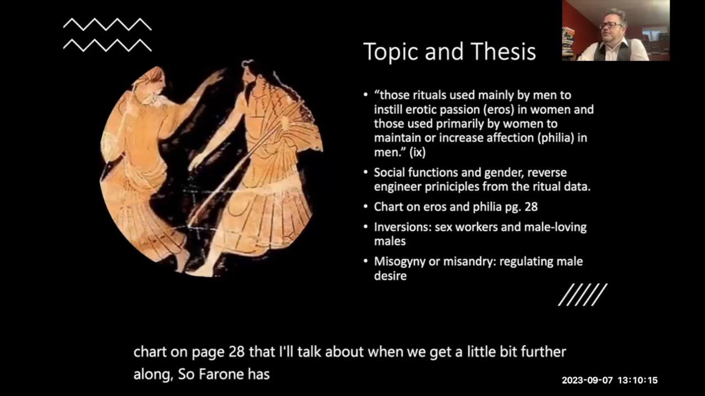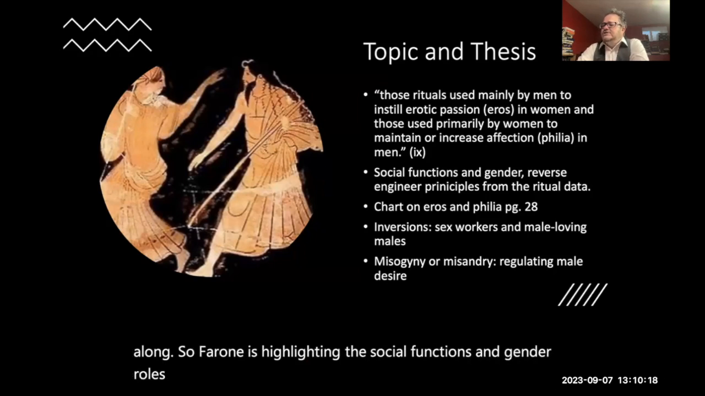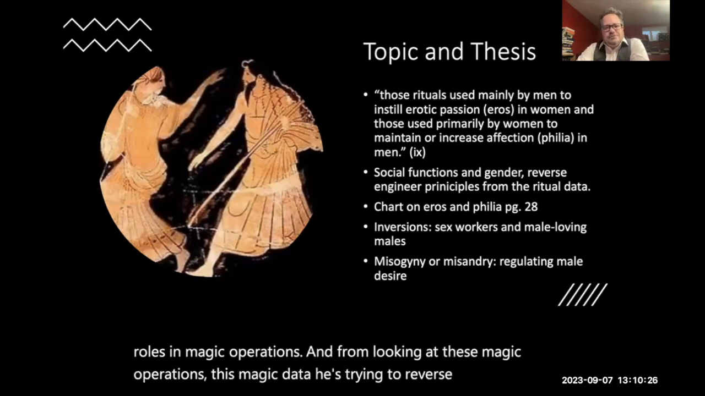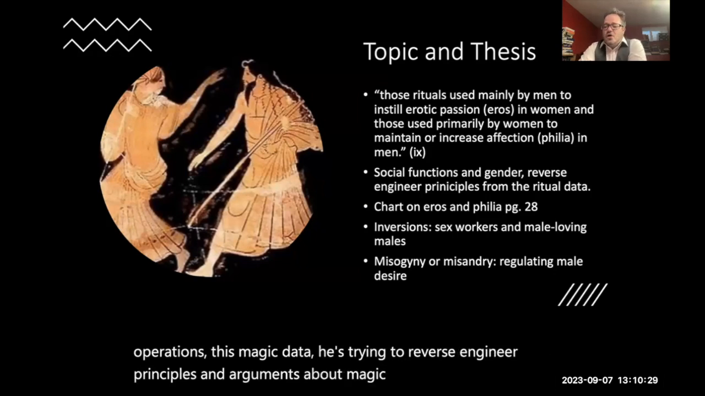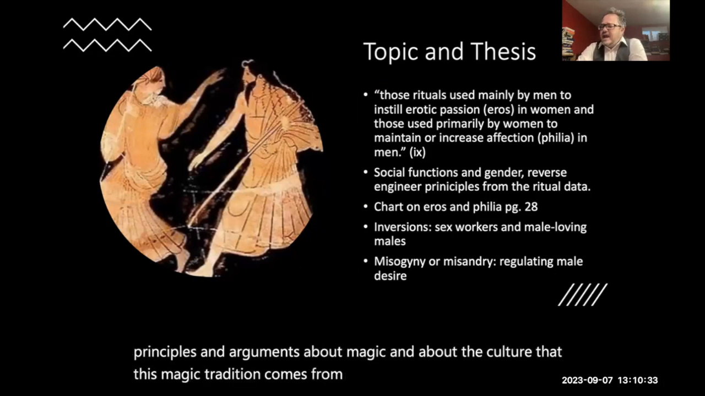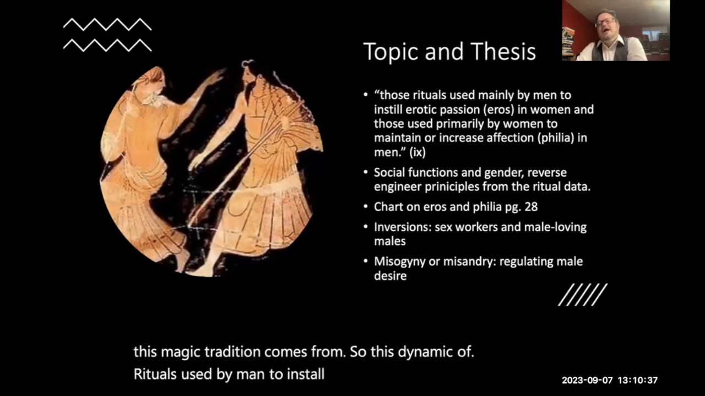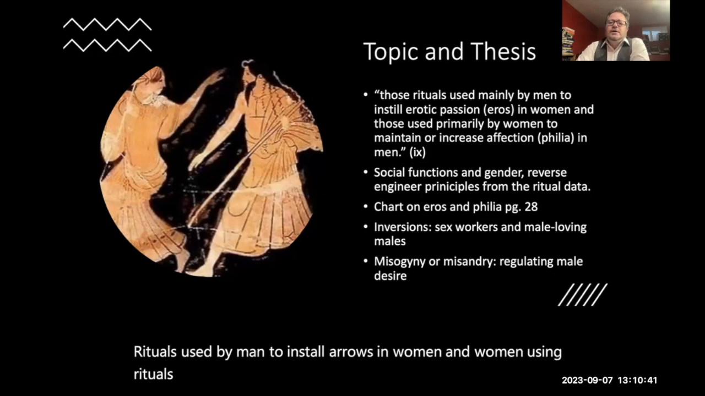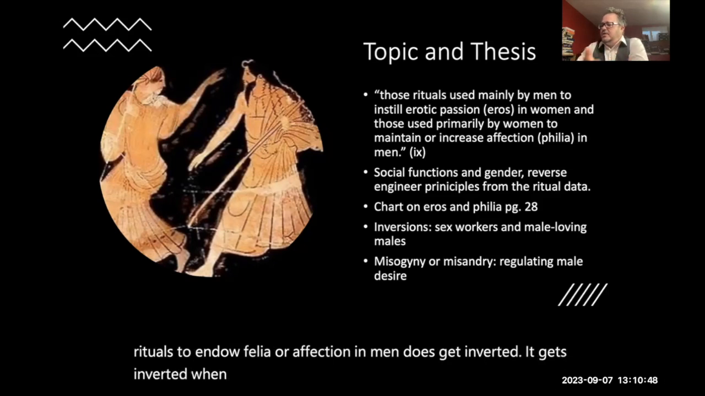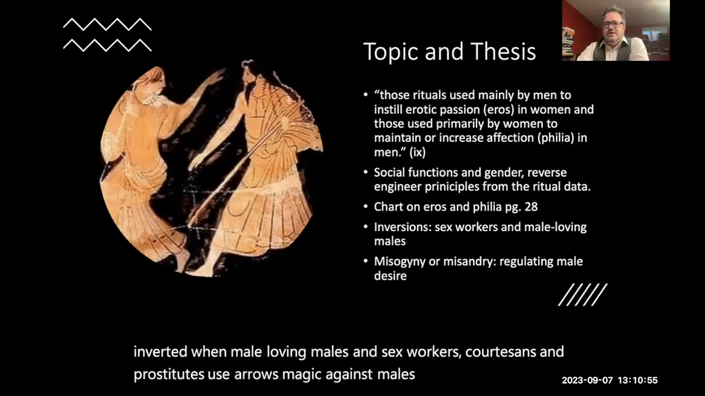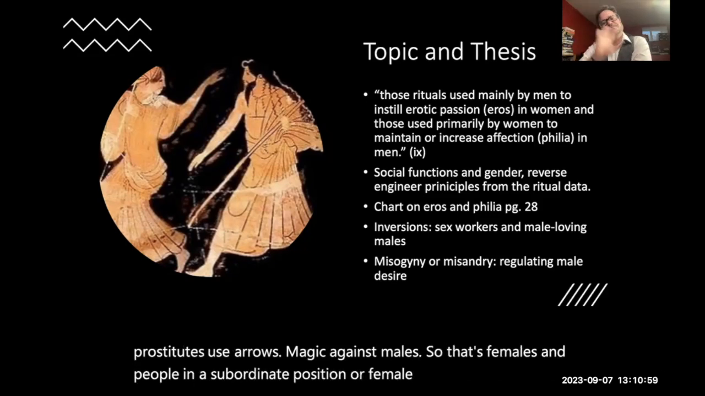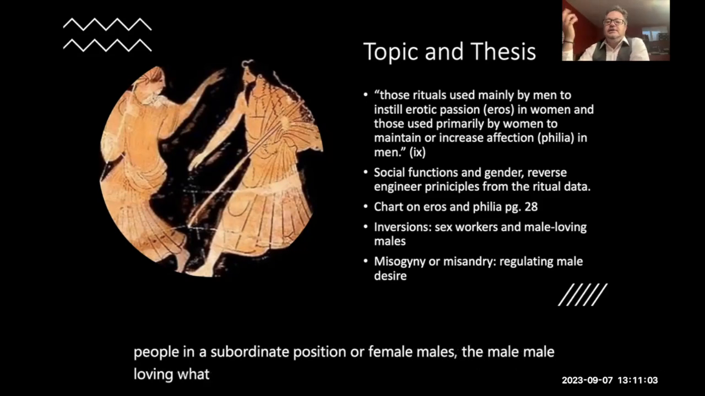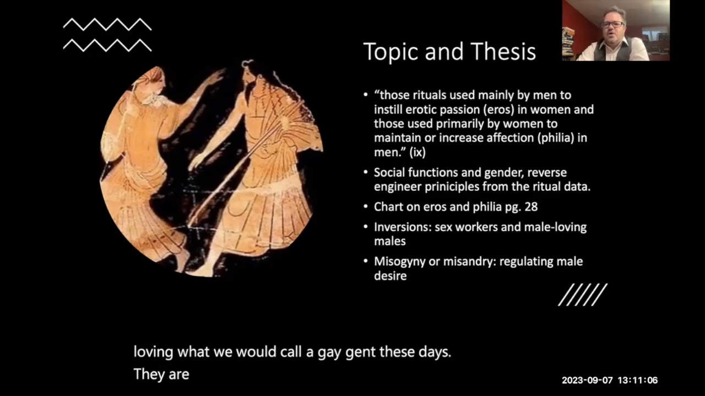So Faraone is highlighting the social functions and gender roles in magic operations. And from looking at these magic operations, this magic data, he's trying to reverse engineer principles and arguments about magic and about the culture that this magic tradition comes from. This dynamic of rituals used by men to instill eros in women, and women using rituals to endow philia, or affection, in men, does get inverted. It gets inverted when male-loving males and sex workers, courtesans and prostitutes, use eros magic against males. So that's females and people in a subordinate position, or female males, the male-loving, what we would call a gay gent these days. They are using eros against other men.